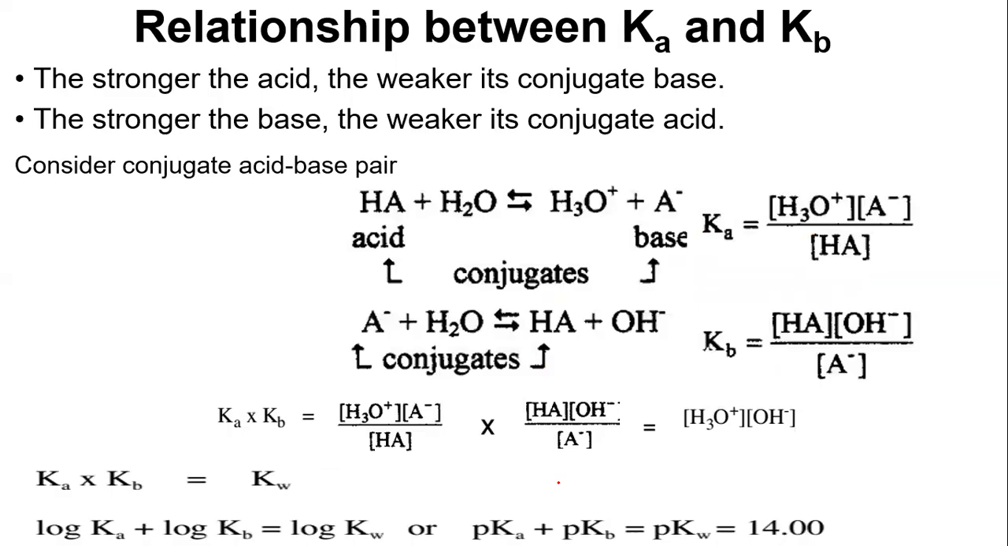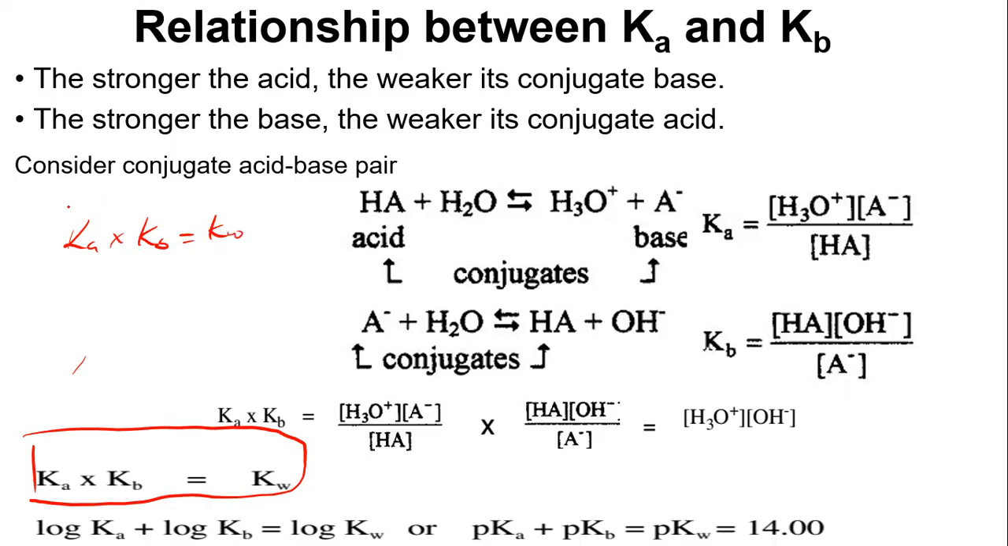Good. Relationship between Ka and Kb. I think the most important thing is that there is a way of proving it, which you might never be asked how to prove. But the most important thing you have to know at this point is two things. The first one is that Ka multiplied by Kb will give me the Kw, right? Good. Now we can take the log of it to show that the pKa plus the pKb is equal to the pKw.